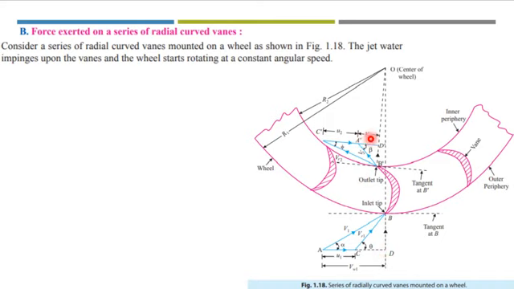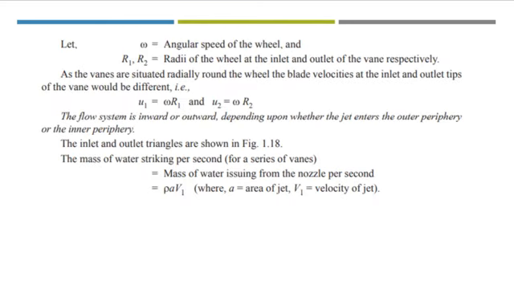Other terms are the same: V1 and V2 are the absolute velocities at inlet and outlet. VR1 and VR2 are the relative velocities at inlet and outlet. Similarly, VW1 and VF1 are the components of absolute velocity at inlet, and VW2 and VF2 are the components of absolute velocity at outlet. And similarly, as we have discussed, the angles theta, alpha, beta and phi.